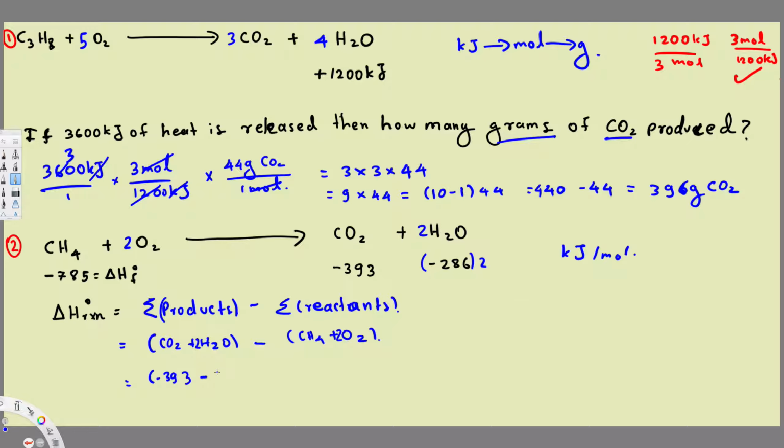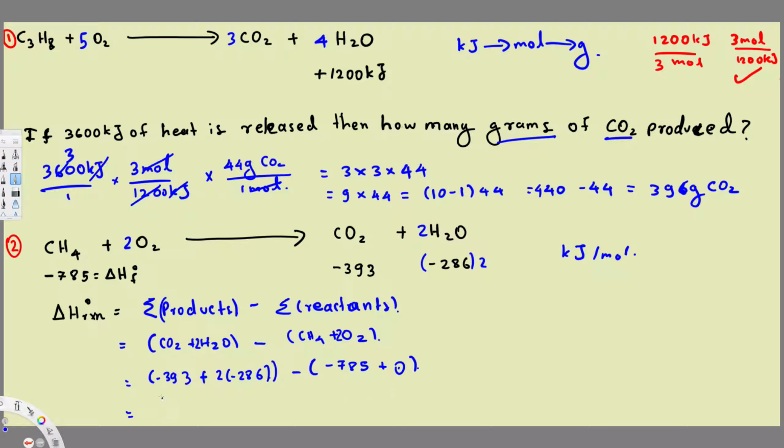Here we are going to have 2 times negative 286, and this is going to be plus, and then we have negative CH4, which is given as negative 785. For oxygen, the enthalpy of formation is going to be 0 because oxygen is a pure element and it's in its standard state. Whenever we have elements like this, it's always 0. So the enthalpy of formation for oxygen is 0, and that's it. Now all you have to do is simply calculate the value.